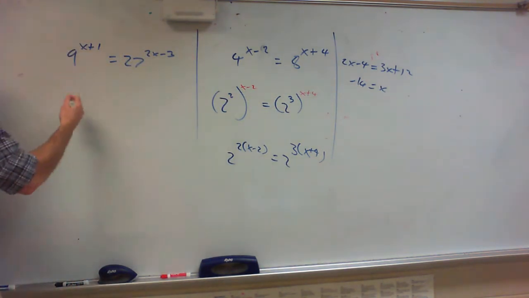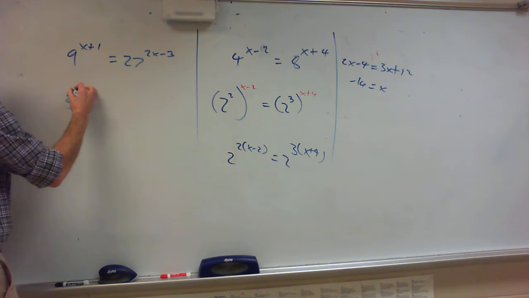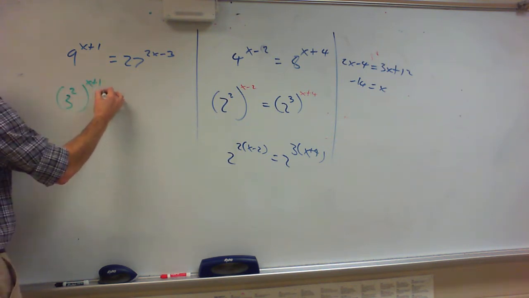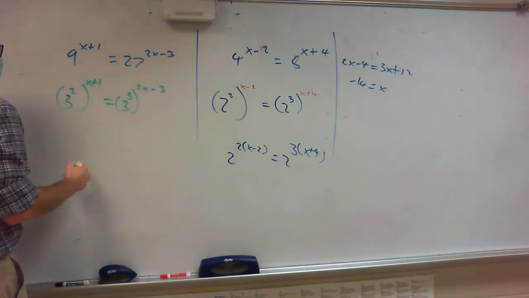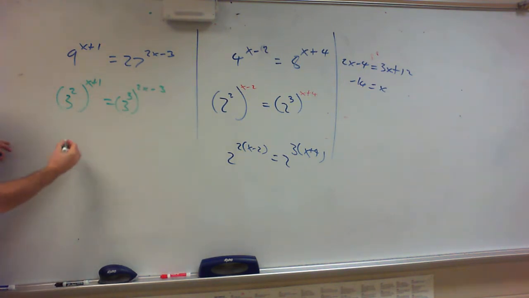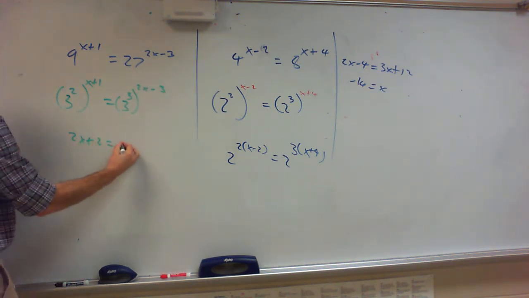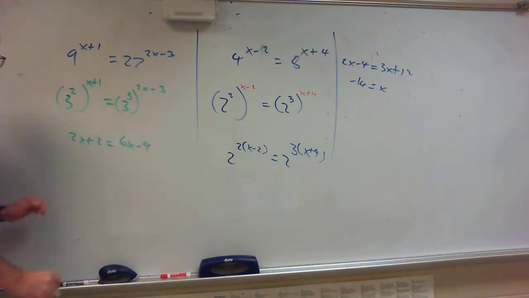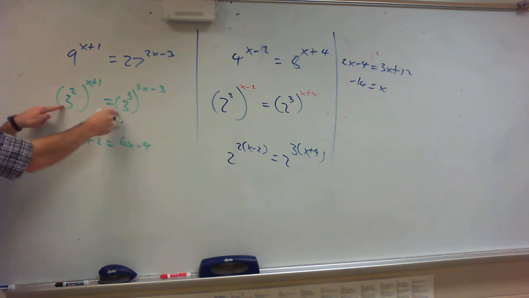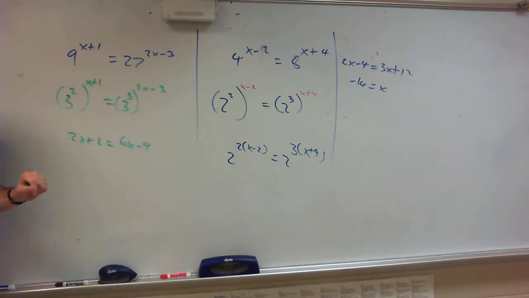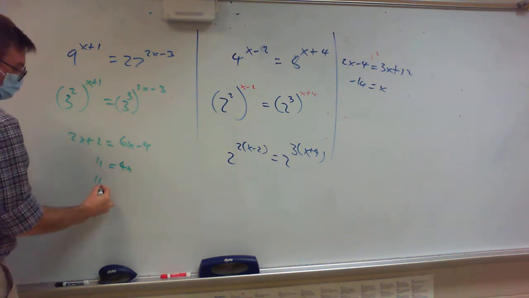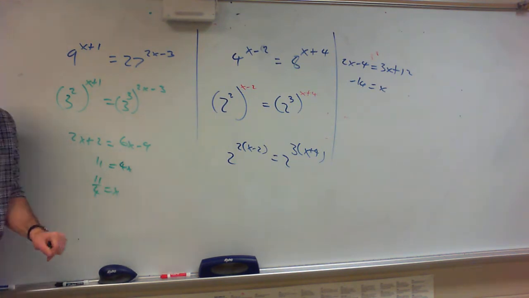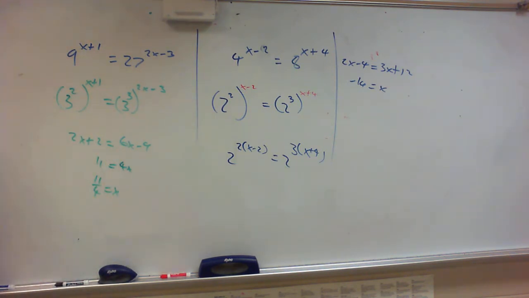All right, so I look at this, and 9 is the same thing as 3 squared to the x plus 1, and this is 3 cubed to the 2x minus 3. Can I skip a step and say this is 2x plus 2 is equal to 6x minus 9? Is everybody okay with that step? Because these are the same, then that means these are going to be the same. And so it's going to give me 4x is equal to 11, and so I end up with 11 over 4 is equal to x. Did I do that right?